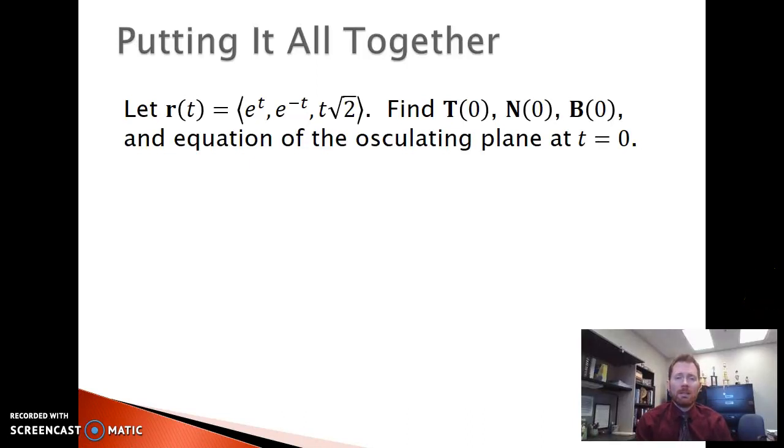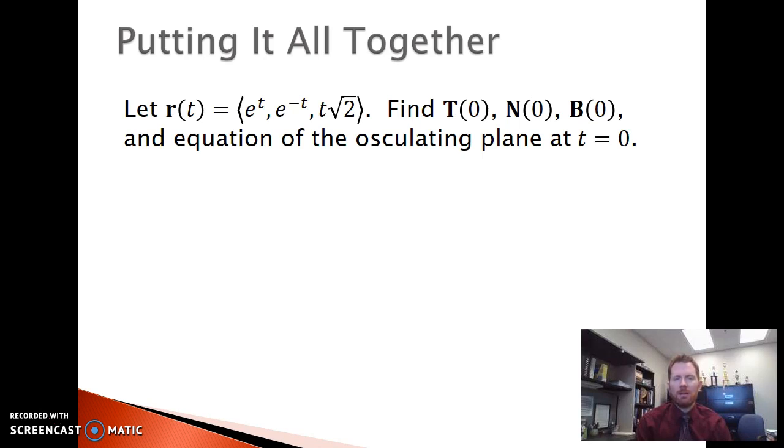This video is a continuation of the TNB frame, where we developed how to find the unit tangent vector, the principal unit normal vector, the binormal vector, and the equation of the osculating plane. So this video is an example of finding all four of those components for a particular space curve. We're going to use the vector valued function you see on the screen there.